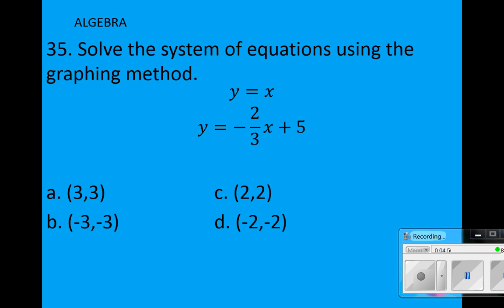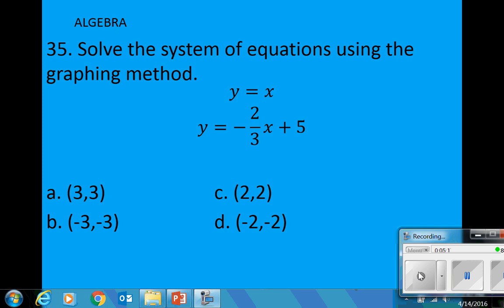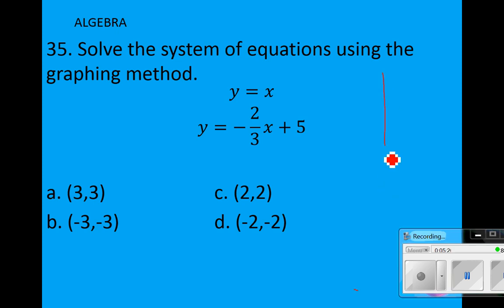35. Solve the system of equations using the graphing method. Because we're looking for graphing, we need you to get out a piece of graph paper or draw a graph on your paper and graph both of these equations. If you're going to graph, you need to know the m and the b. The m for this one is 1. The b for this one is 0.